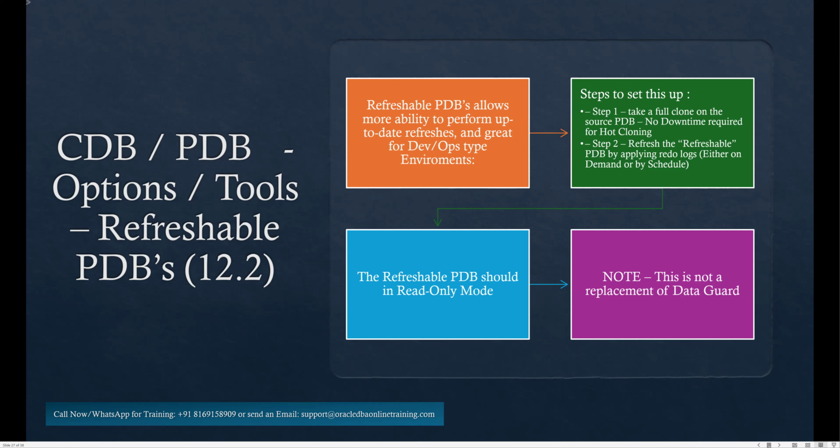At the first step, you have to basically take the full clone of the source PDB, no downtime required for hot cloning. So you need to create one pluggable database using the clone option. And after that, step 2 will be a refreshable PDB. So using the redo log file, you will be continuously refreshing at specific intervals. So this option will help you to perform the refreshable pluggable database configuration.